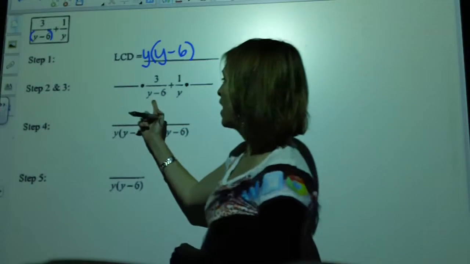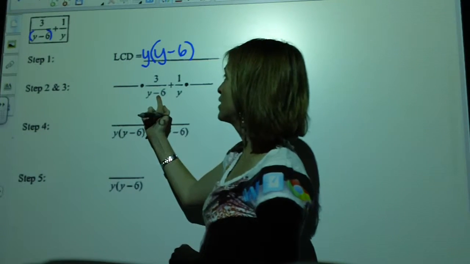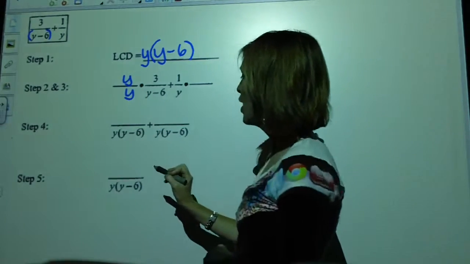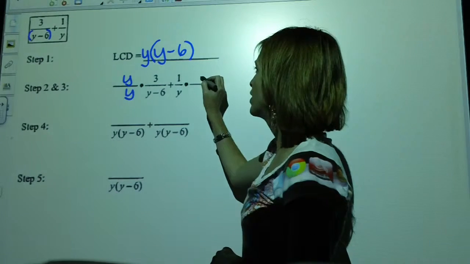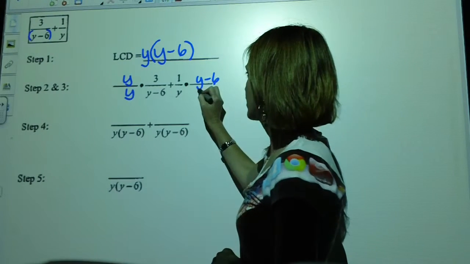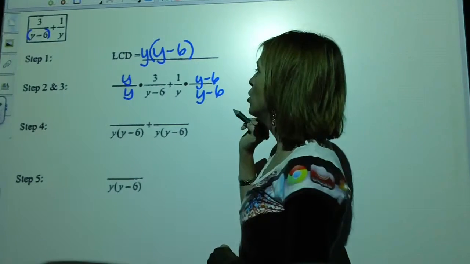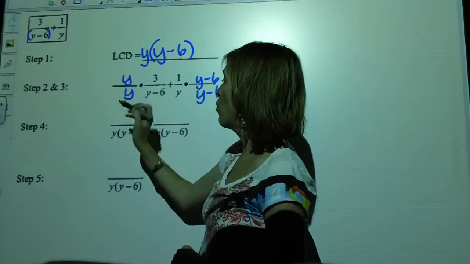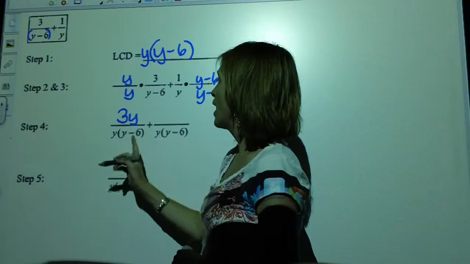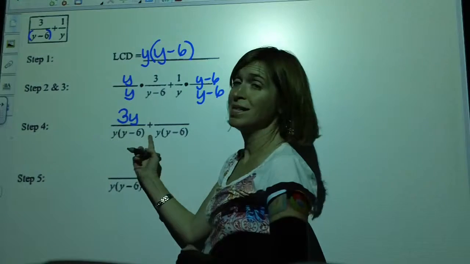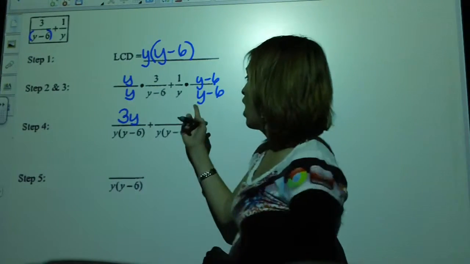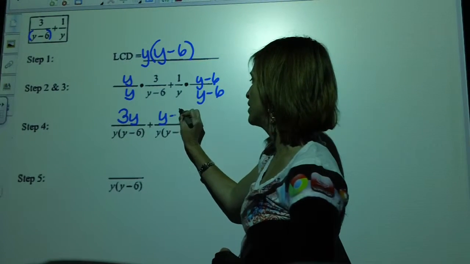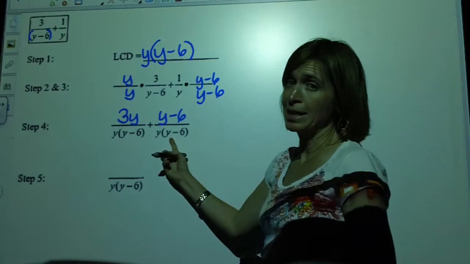On this left fraction, what's missing from the LCD is a y, so I'm going to multiply by y over y. What's missing on this side of the fraction is y minus 6. That's what's missing from my LCD. Now I'm going to multiply the top numbers, so the 3 and the y, and I'm going to get 3y. And on the bottom, I multiply them, and I will get my LCD as my denominator. On the right side, I'm going to multiply 1 times y minus 6, and I get y minus 6, all over whatever my LCD is.